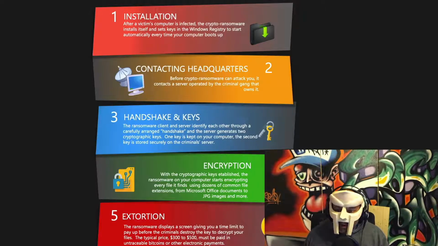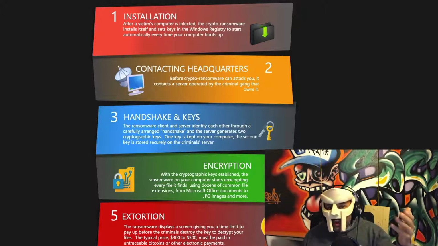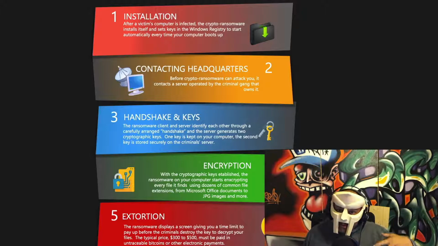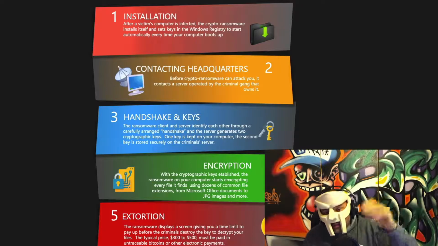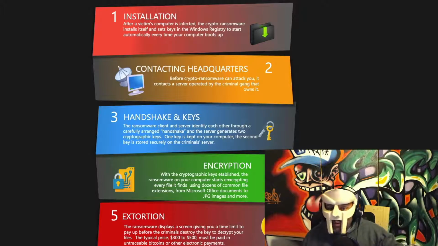Step 3 would be the handshake and generating of the cryptographic keys. So once the connection is made between the infected system and the command and control server, or C2 server, the ransomware client and server identify themselves using some kind of fraternity-based handshake, whatever it is. And then the server generates 2 cryptographic keys. One key is kept on your computer, and the second one is stored securely on the criminal server somewhere.